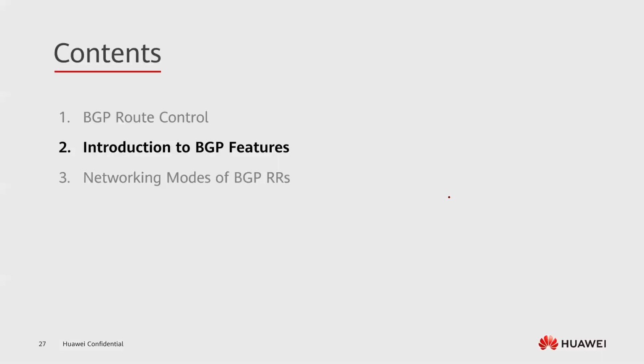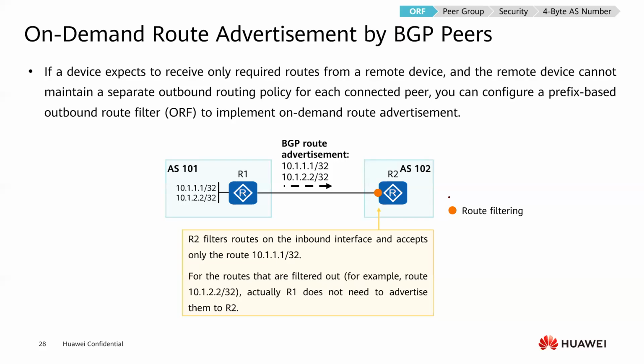Okay. And all of this is about the route control of BGP. And for the next part, let's introduce some other features of BGP. First is the ORF. ORF is a prefix-based outbound route filter.